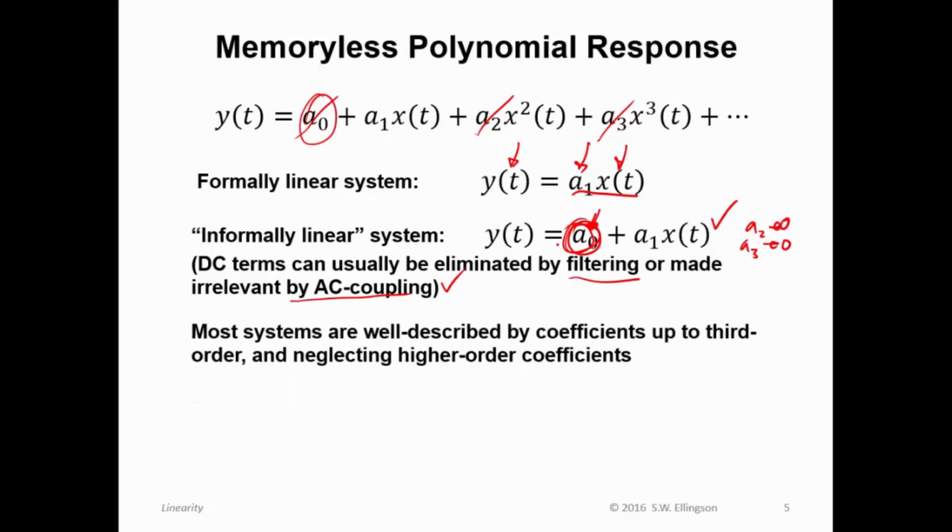Most systems are well described by coefficients up to third order, neglecting higher order coefficients. So typically we can assume that A4, A5, A6, and so on are 0. Now that's not universally true, and certainly at very high powers you need to include higher order coefficients. But for most work, in fact I would say more than 90 to 95% of all work that's ever done in RF engineering, where linearity is a consideration, we can get what we need done simply by assuming that only A0, A1, A2, and A3 are non-zero, and assuming A4 and so on are 0.